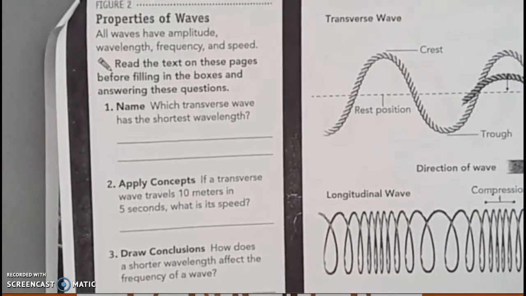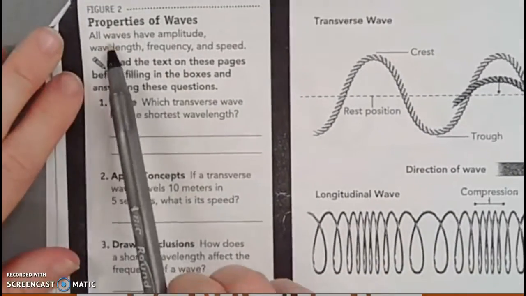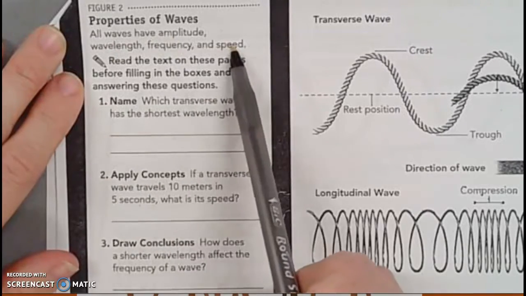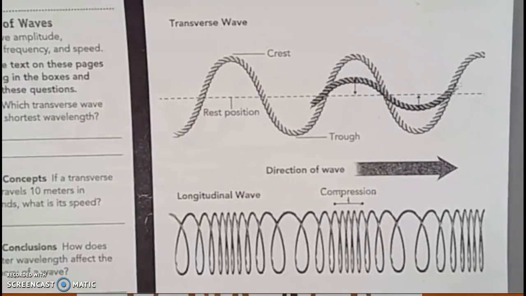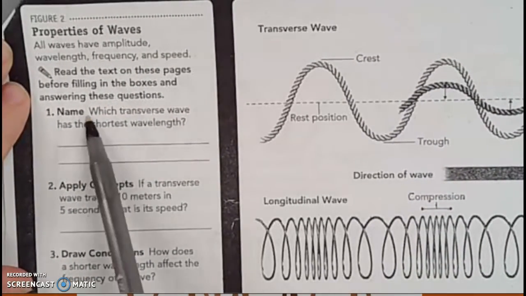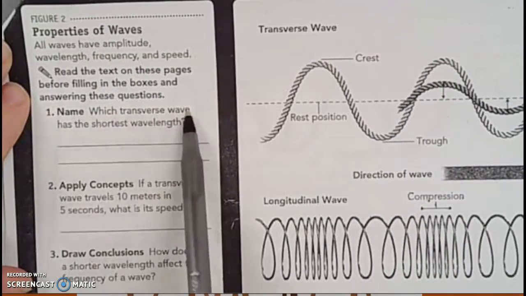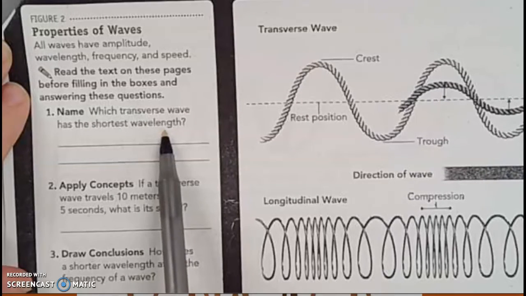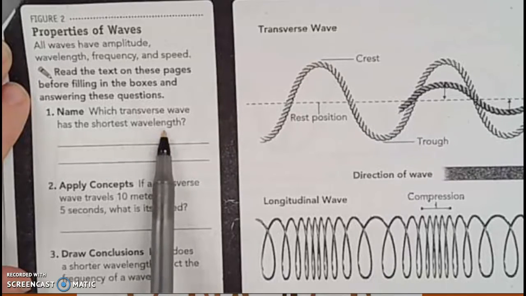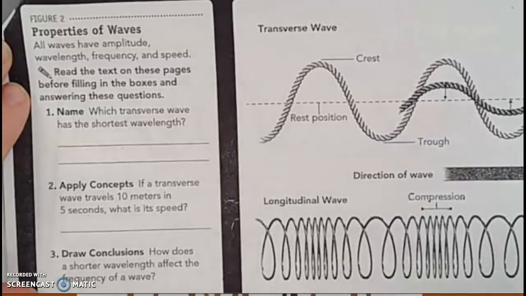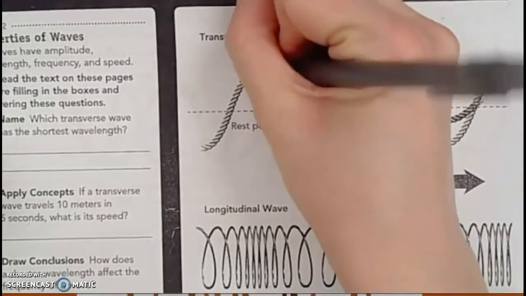Now, looking up above, it's asking us a few questions, and it says properties of a wave. All waves have amplitude, wavelength, frequency, and speed. Okay. Now, we are looking at 2 different waves. It wants to know name the transverse wave which has the shortest wavelength. Now we know that wavelength has to do with the distance between 2 parts. So we want to know which of these is shorter. So when we look at this, we are going to measure from crest to crest.